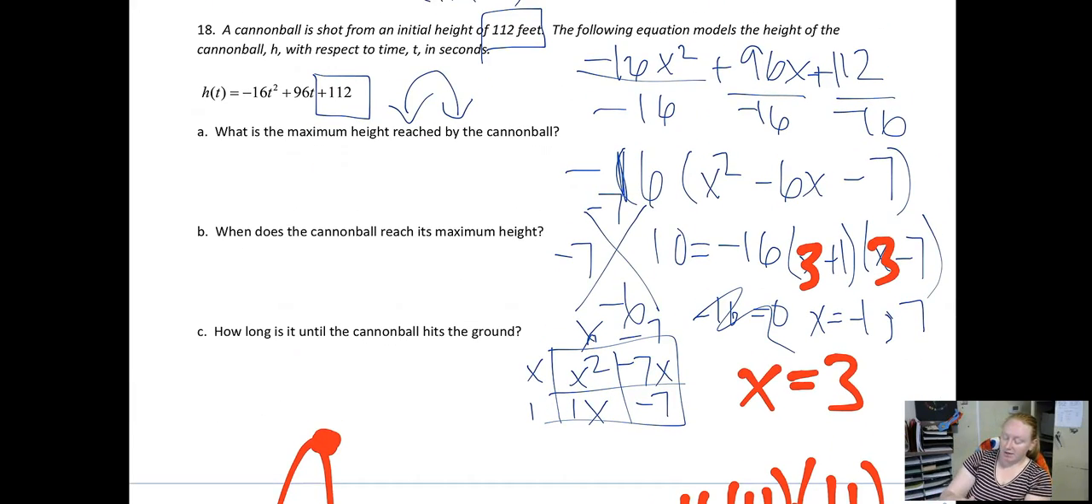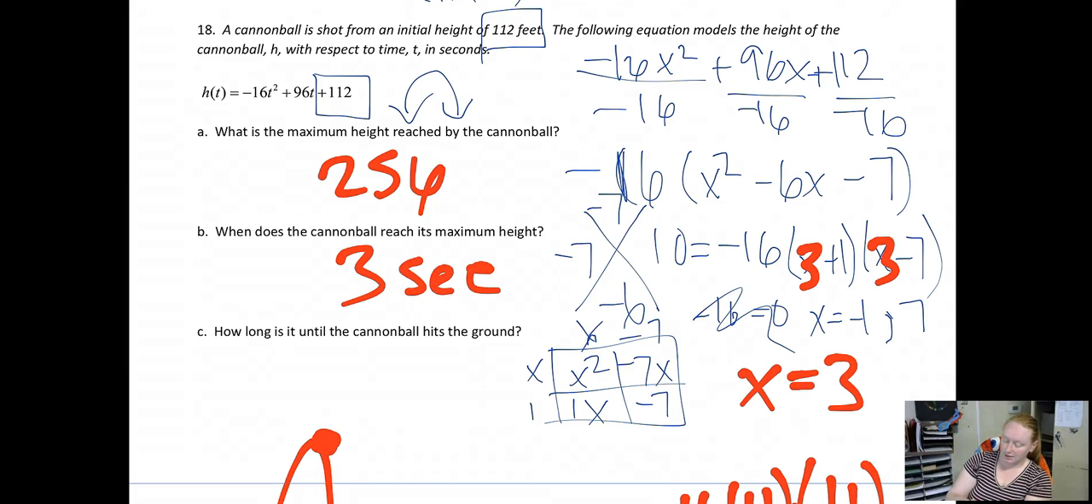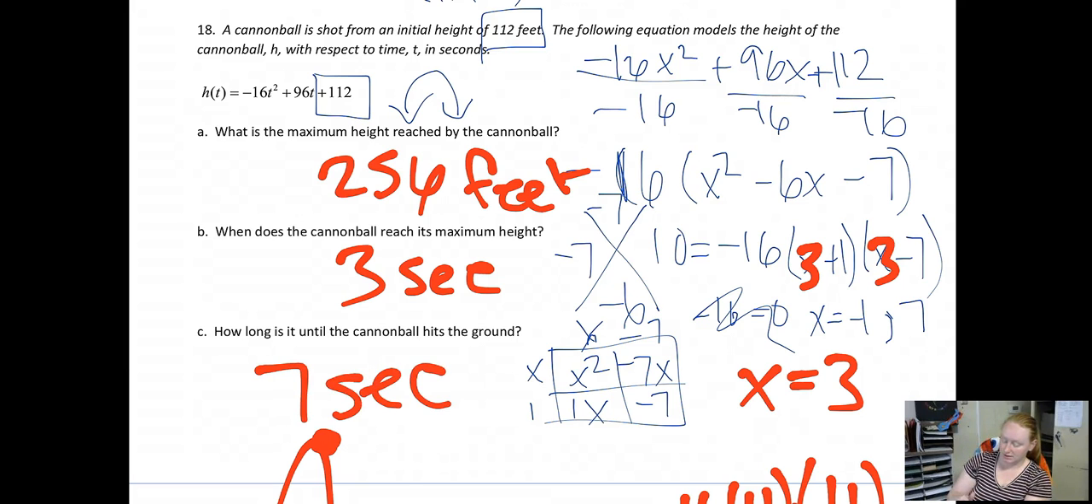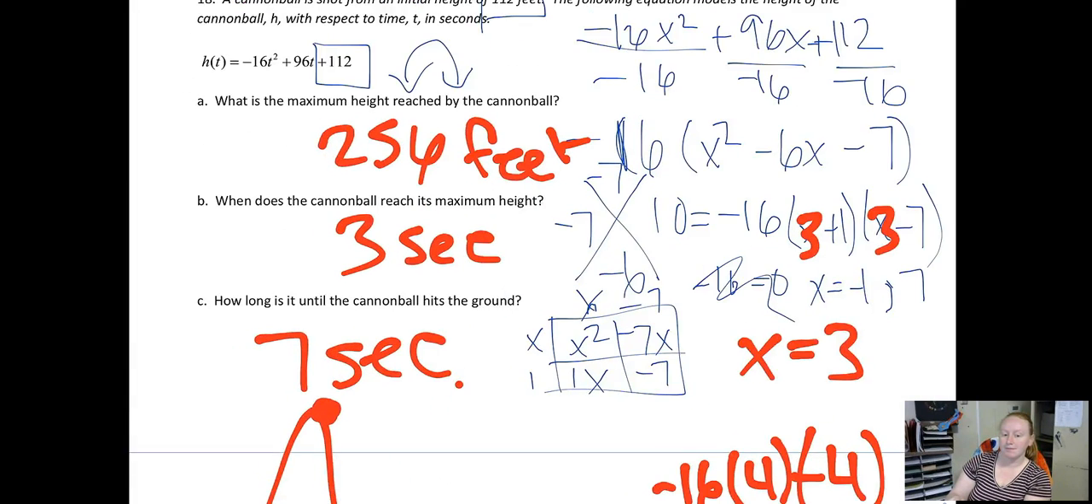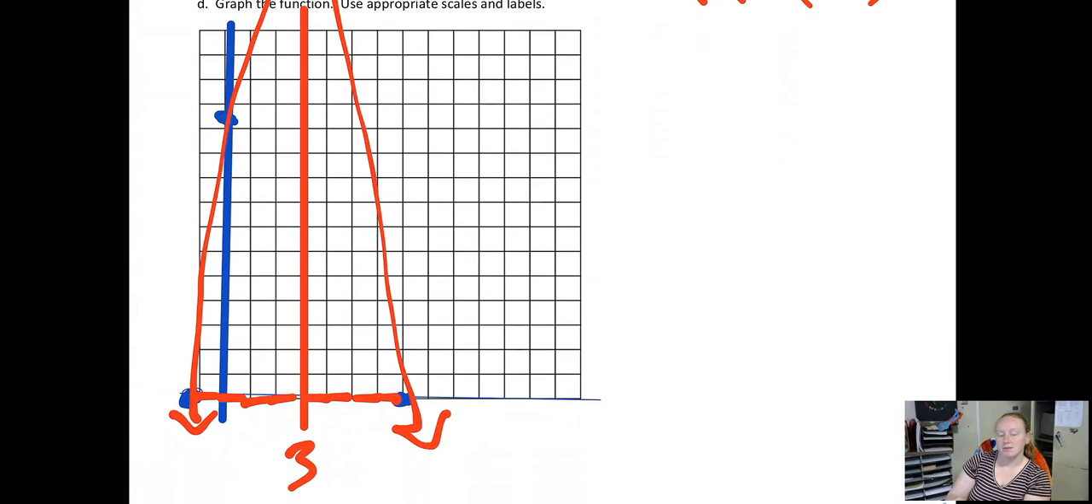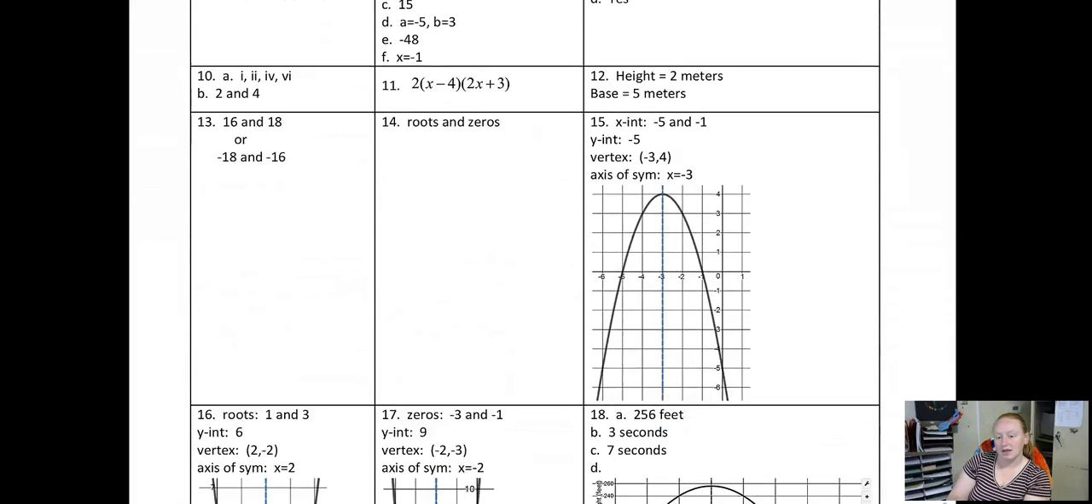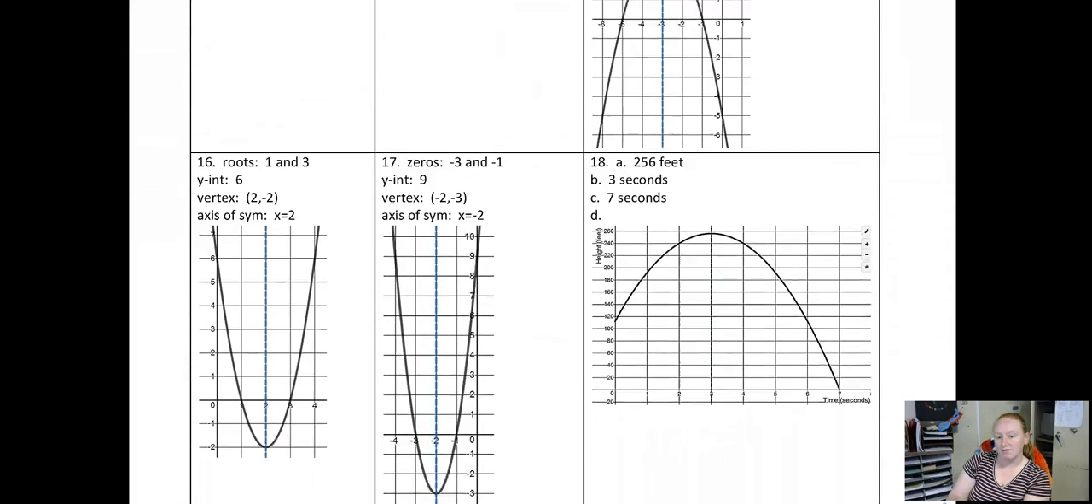What is the maximum height the cannonball reached? That's 256. When does it reach that height? That's at 3 seconds. This is feet. How long is it until the cannonball reaches the ground? That's 7 seconds. That's what my graph looks like. They have all of this.